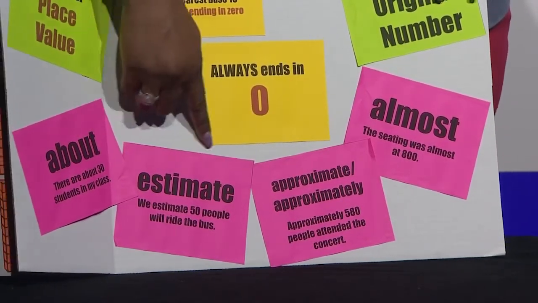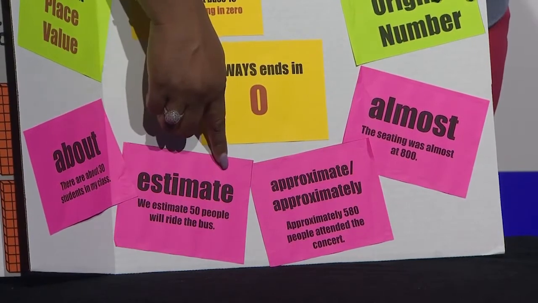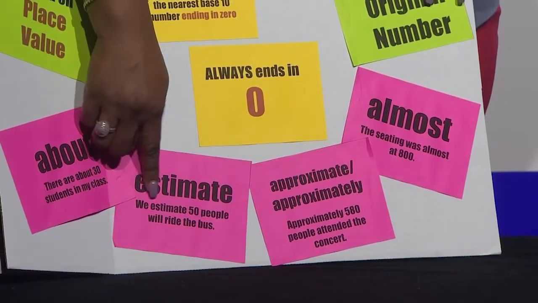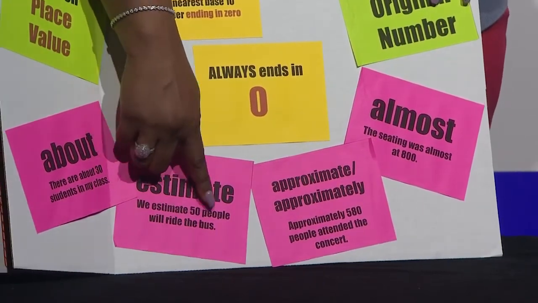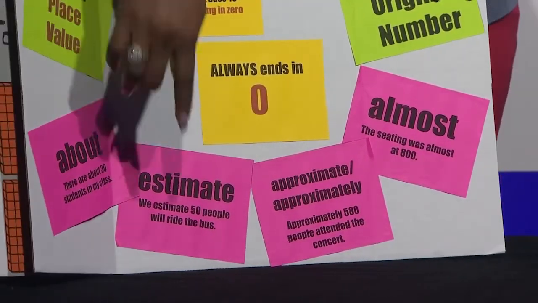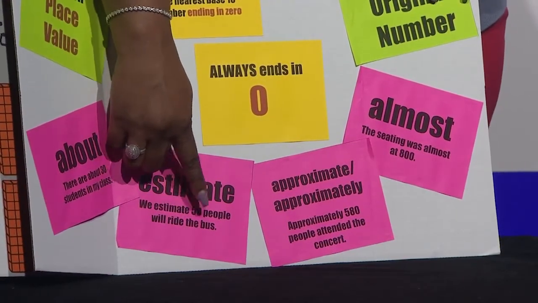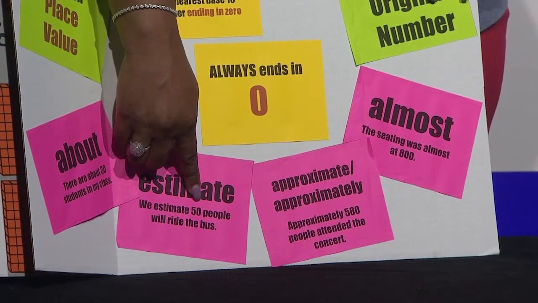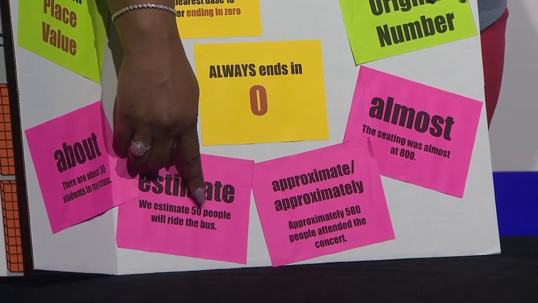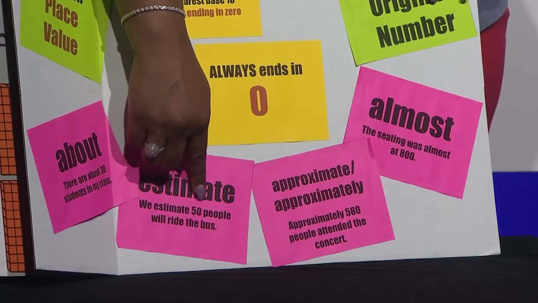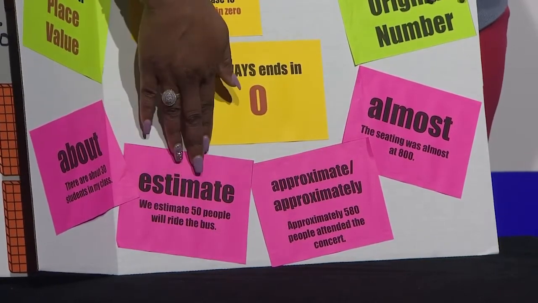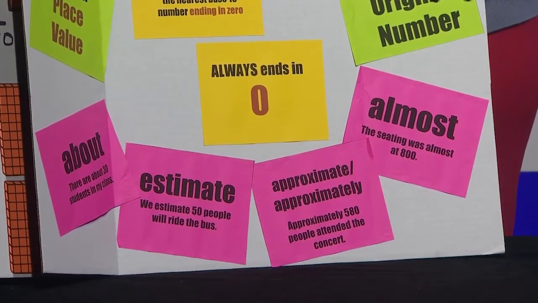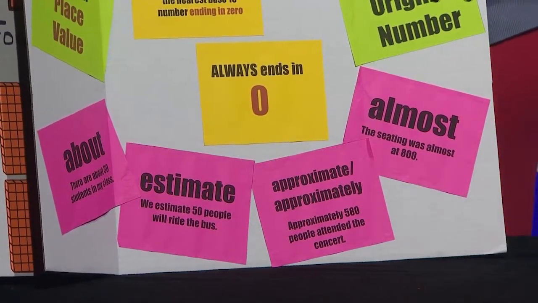Here's another word. Estimate. We estimate 50 people will ride the bus. Look at my number. What do you see? That's that round number again. 0. Good. So 50 is rounded. So when we estimate, we make a guess that's very close to the real number.